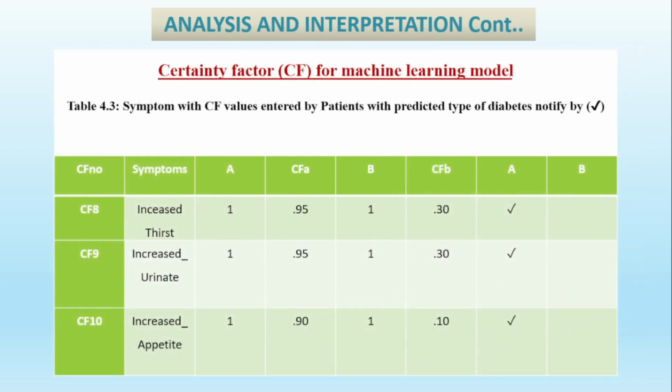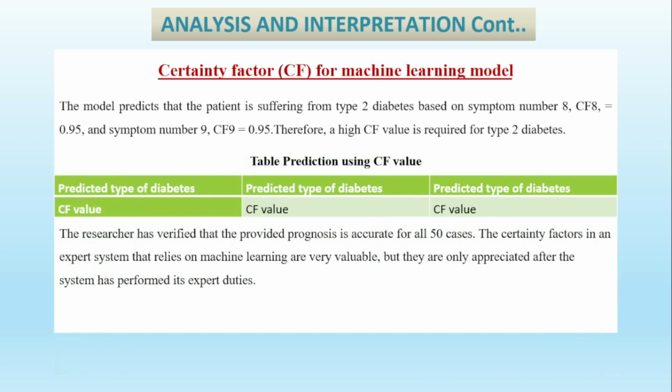Now, this table is about the symptoms with the CF value entered by the patient, with prediction type of diabetes: increased thirst, increased urination, increased appetite. Now, A is 1 1 and B is also 1 1. Then A is right, because the CF factor for A, diabetes 1, 2 is 0.95, 0.95, 0.90, and for 1 it is 0.30, 0.30, and 0.10. So we have predicted type 2 diabetes.